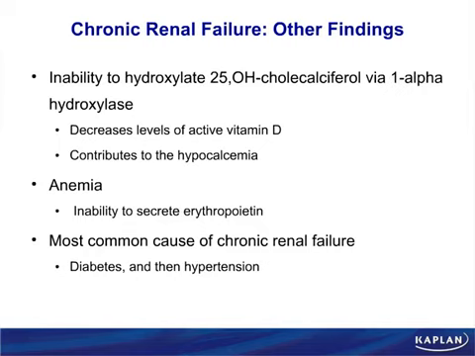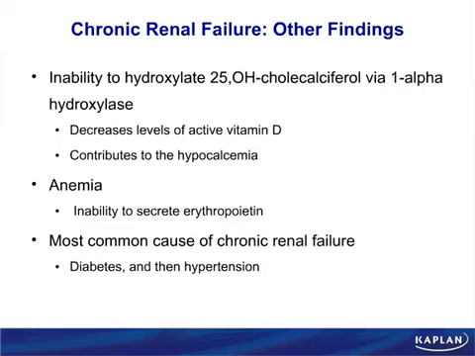Another effect you will see is the inability to hydroxylate 25-hydroxyvitamin D. Remember, the proximal tubules possess alpha-1 hydroxylase. Alpha-1 hydroxylase is activated by PTH, and that hydroxylates 25-hydroxyvitamin D to form activated vitamin D. In renal failure, you cannot activate vitamin D, leading to low levels of activated vitamin D, and that contributes to hypocalcemia. Anemia. You will also see anemia in chronic renal failure due to inability to secrete erythropoietin.